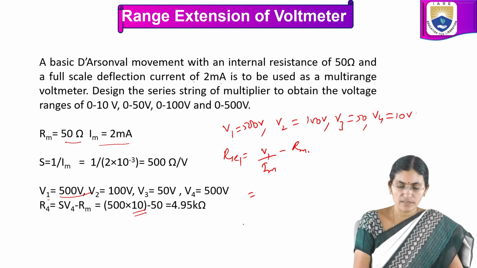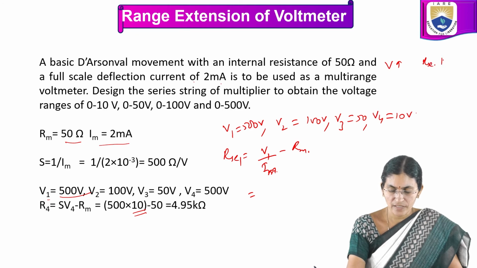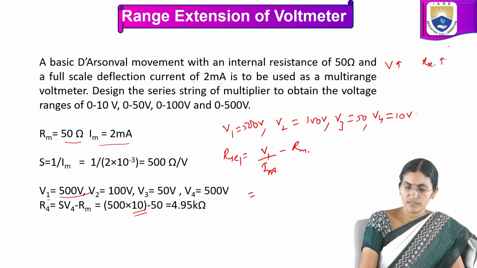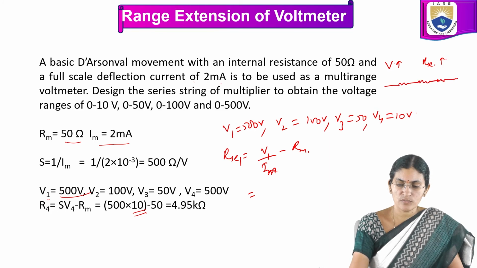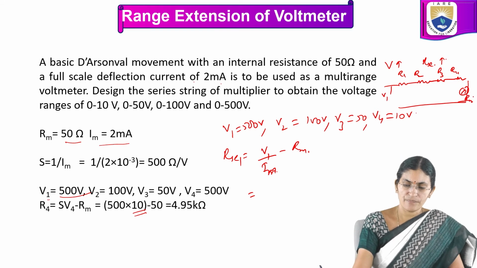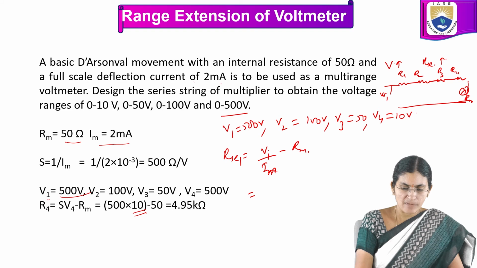So RSC1 will be for V1. Here we have to remember the point: the more the value of the voltage range required, the more the value of resistance. Resistance should be higher. So the maximum value of resistance means R1, R2, R3 and R4 in series, so here you will get the value of V1 in series with the meter. So maximum voltage means maximum resistance. So find out.